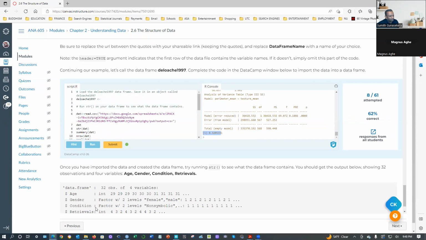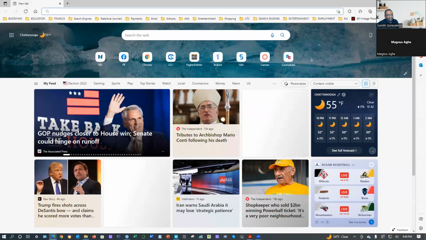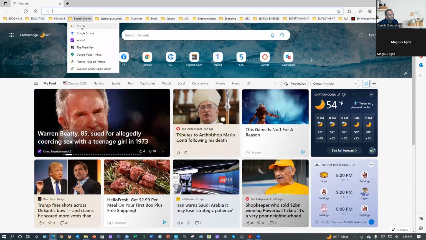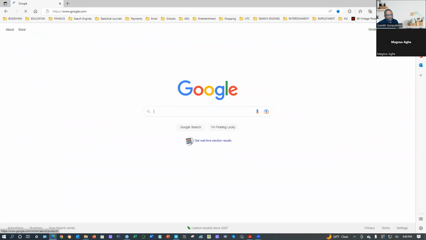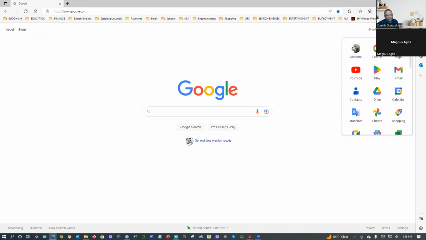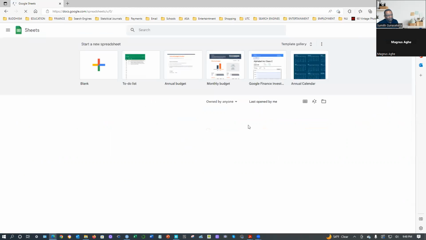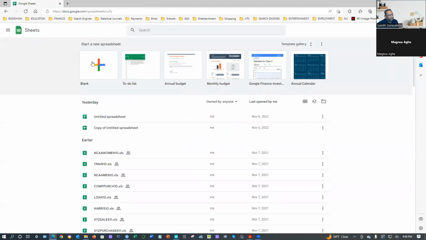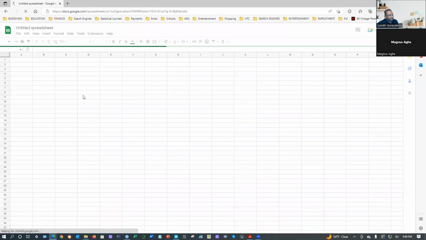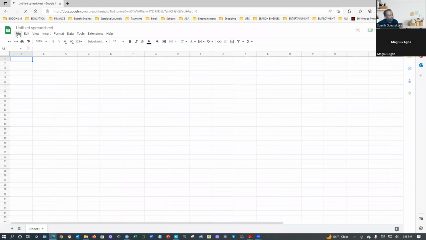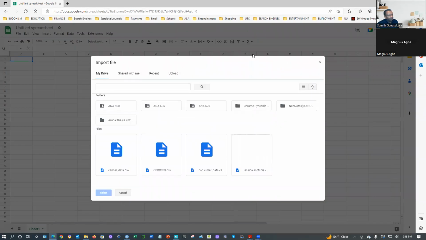What do you have to do? You're going to open Google. You have to have your own personal account. Open Google Sheets, a blank sheet. Then you go ahead and import the data from where you have saved it.